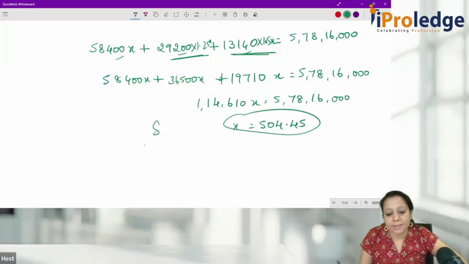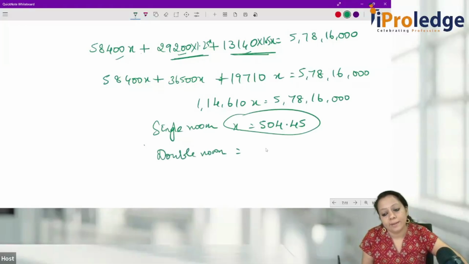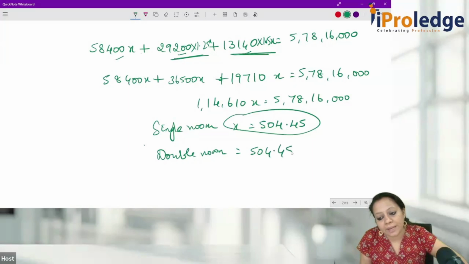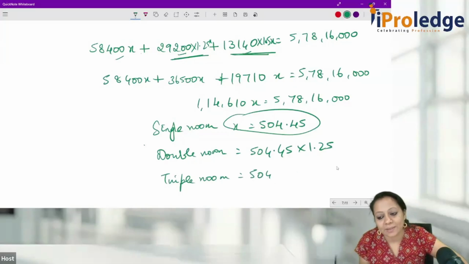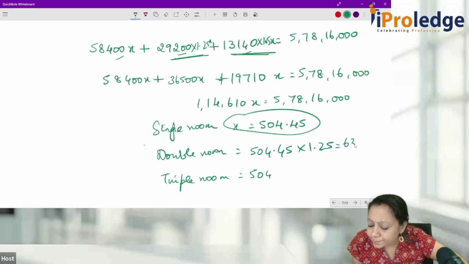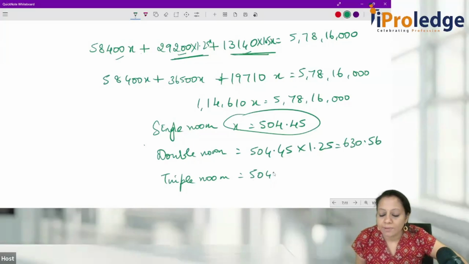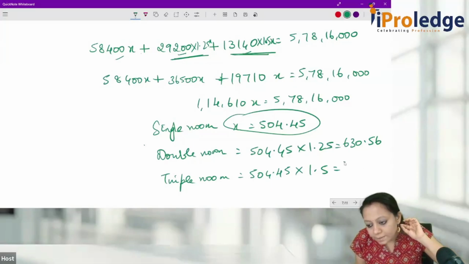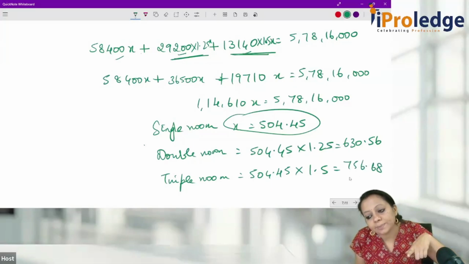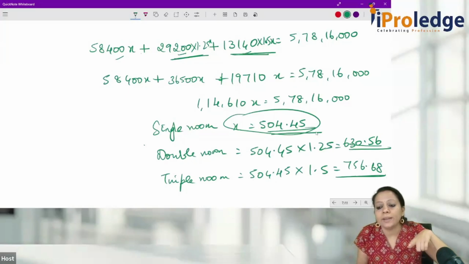So now this is the rent for single room. That means double room will be what? 504.45 into 1.25, that is 630.56. Triple room will be 504.45 into 1.5, that is 756.68. Right. That is what they have asked.